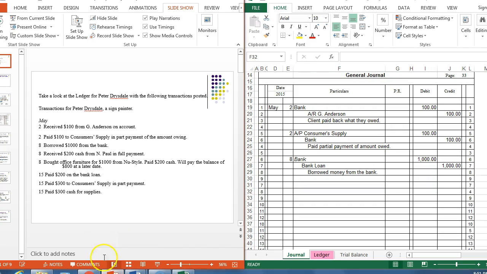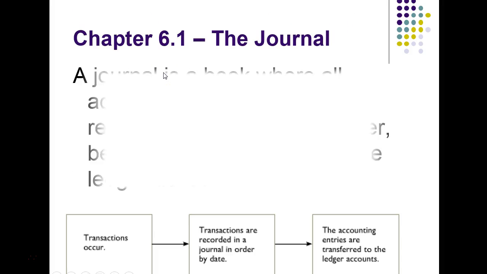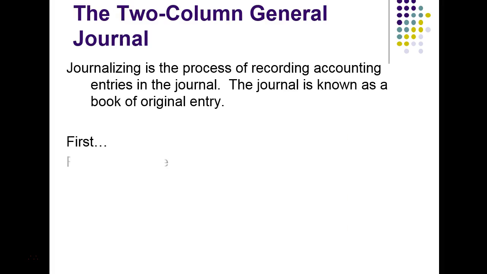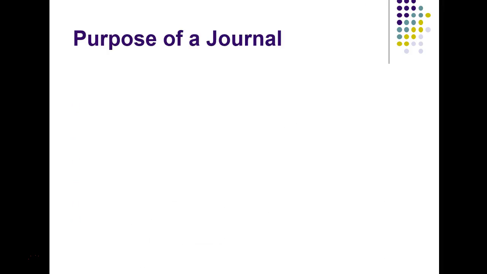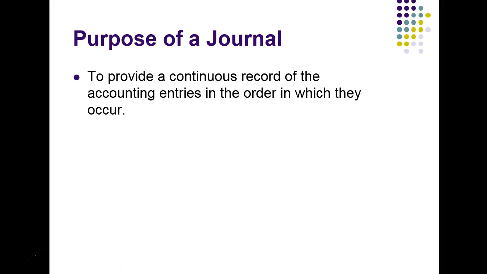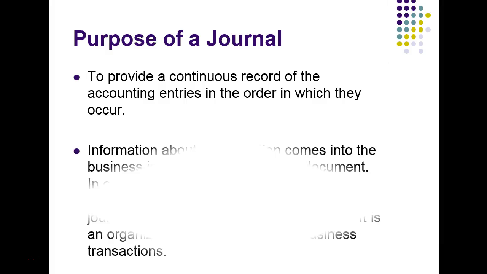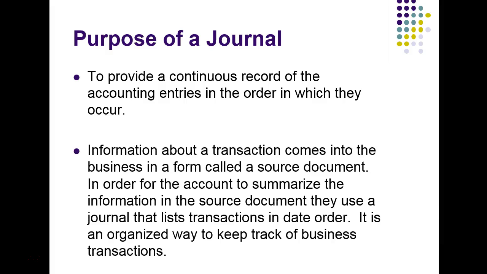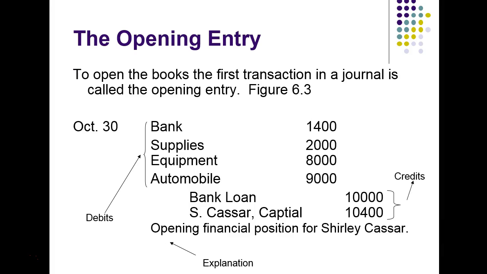So let's go back to our lesson again from the current slide. And we've already talked about all of these things. So the purpose of a journal is to provide a continuous record of the accounting entries in the order in which they occur. And information about a transaction comes from the business in a form called a source document. So in order for the accountant to summarize the information in the source document, they use a journal that lists transactions in date order or chronological order. It is organized that way to keep track of business transactions.